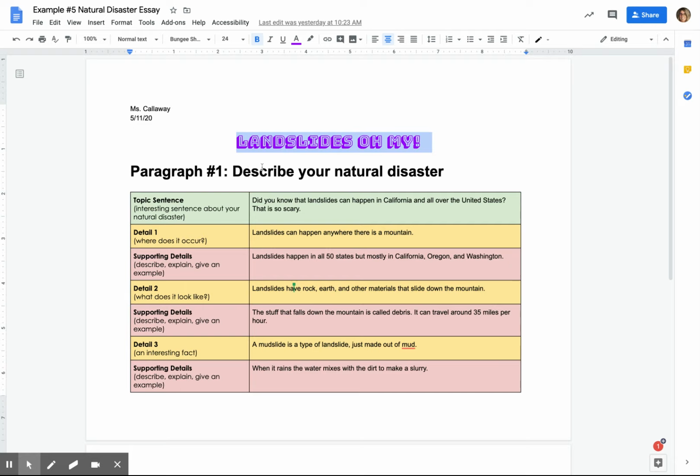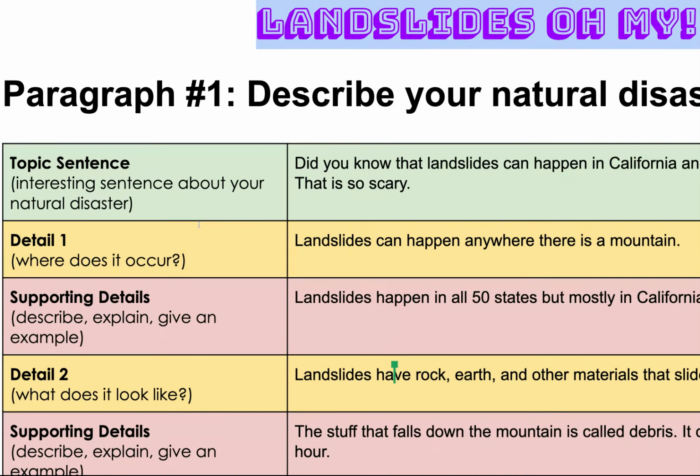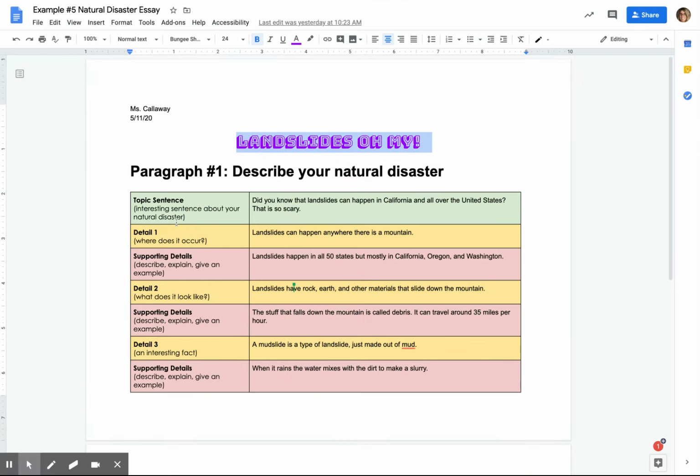Paragraph 1 is going to be describing your natural disaster. So each day you're going to be in charge of 1 sentence, 1 or more. Yesterday you were supposed to work on your topic sentence, an interesting sentence about your natural disaster. So here's mine, and it's actually 2 sentences, but that's okay. Did you know that landslides can happen in California and all over the United States? That is so scary. So that was kind of interesting because it's going to hook whoever's reading my paragraph.